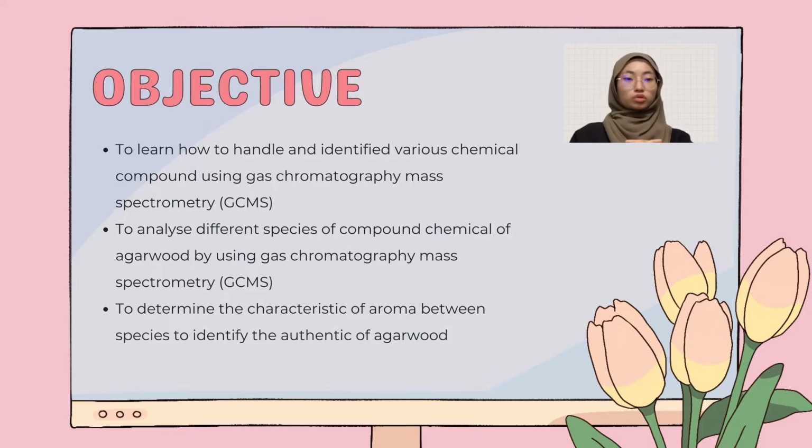So I am going to continue the presentation by pointing out the objectives of this analysis. The first objective is to learn how to handle and identify various chemical compounds using gas chromatography mass spectrometry, or GCMS. The second is to analyze different species of agarwood chemical compounds using GCMS. And the last is to determine the characteristic of aroma between species in order to identify the authenticity of agarwood.